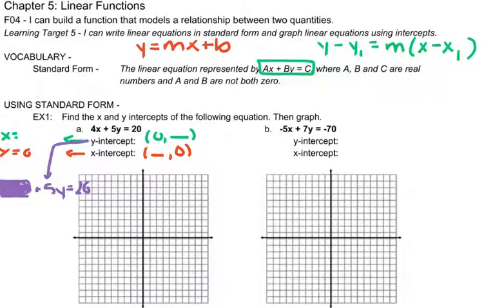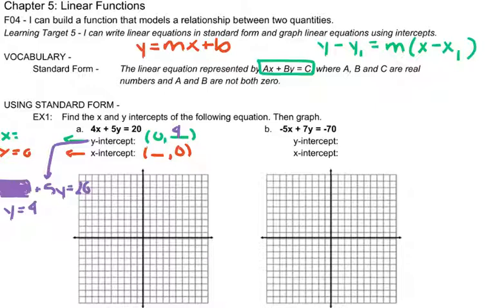So all I have left is 5 times y equals 20. So I think, 5 times what number gives me 20? I'm like, y equals 4, because 5 times 4 gives me 20. Therefore, I can take this number and plug it in directly up here. And I have 0, 4 for my y-intercept.